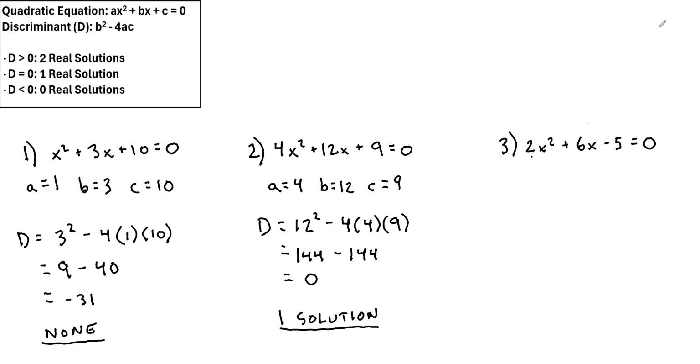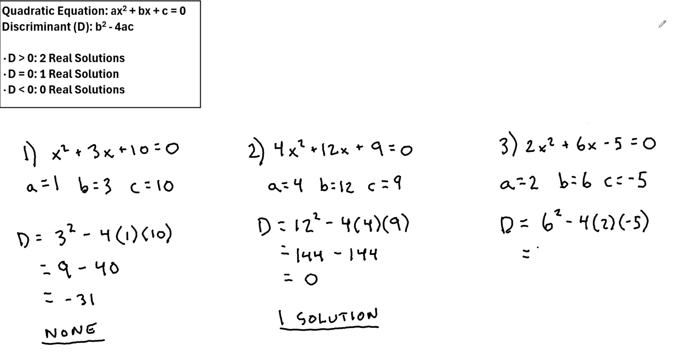All right, let's check out our last example. We have 2x squared plus 6x minus 5 is equal to 0. So once again, let's identify our a, b, and c. a is the leading coefficient, that's 2. b is the 6. And c is the constant at the end, that's negative 5. So let's calculate our discriminant once again. d is equal to b squared, that's 6 squared, minus 4 times a is 2, times c is negative 5.